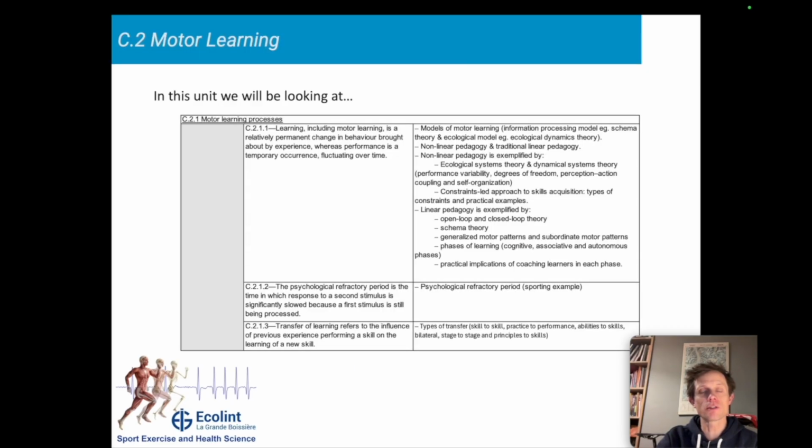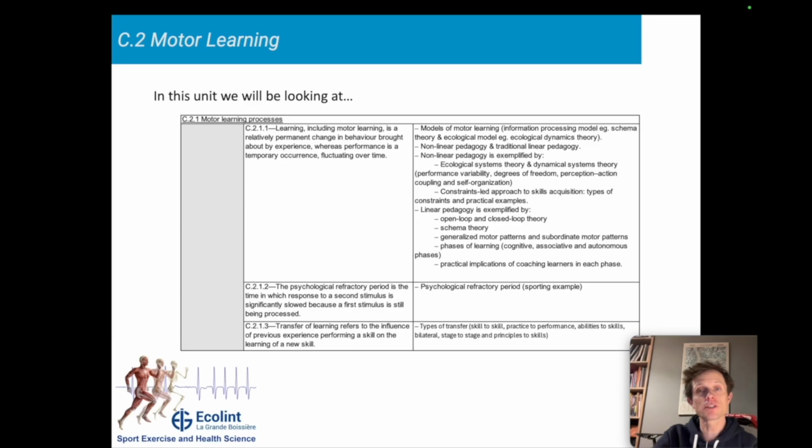So to start with, the first thing to notice is that all of the content in this first part of the video, and indeed the second part of the video, is for SL students as well as HL students. In this first section, we're going to be looking at motor learning, and we're going to be looking at what we mean by learning, what we mean by skills and abilities and technique, and then we're going to be looking at the different learning models and models of memory. We're then going to be looking at the psychological refractory period and response time, and then finally we're going to look at the transfer of learning.